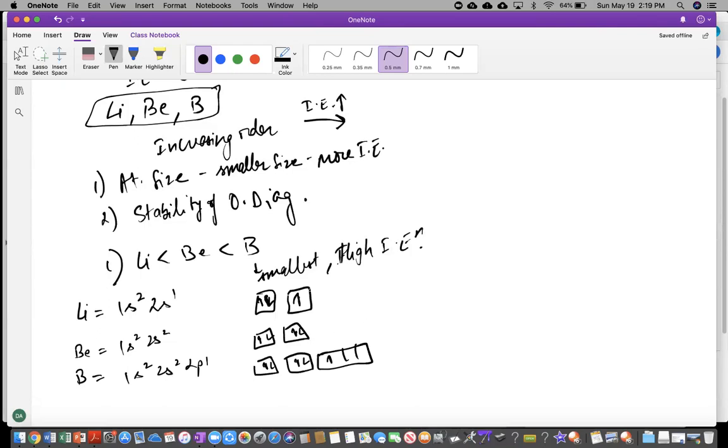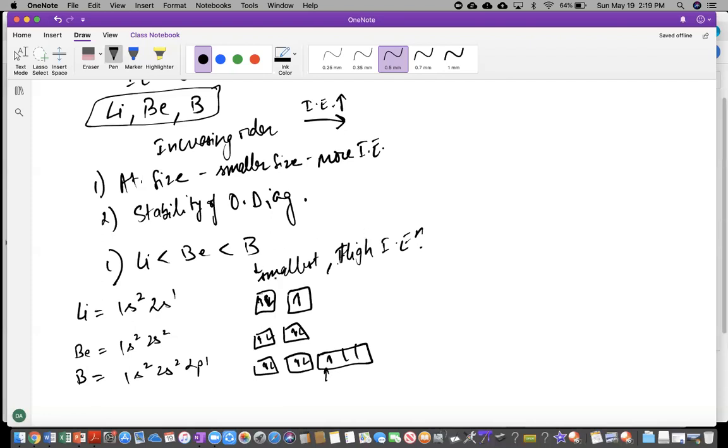When you look at these three, do you see this one is awkwardly more stable compared to this one? Beryllium is 1s2, 2s2, very happy, very content. Everything is fully filled. Then you look at boron. If it loses this electron, it's going to become 1s2, 2s2, and that's very happy. So boron actually wants to lose this electron.